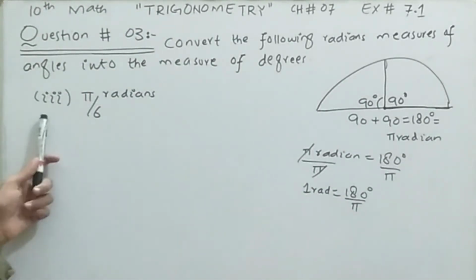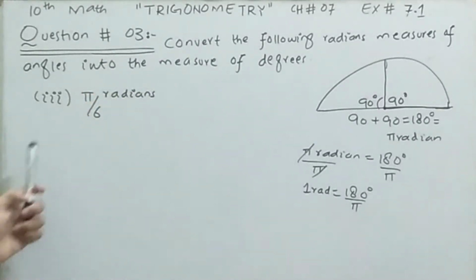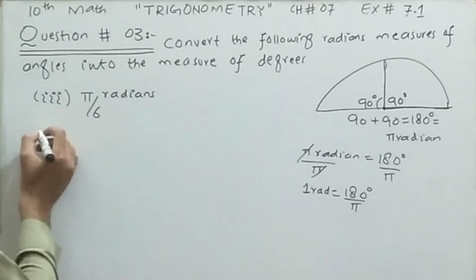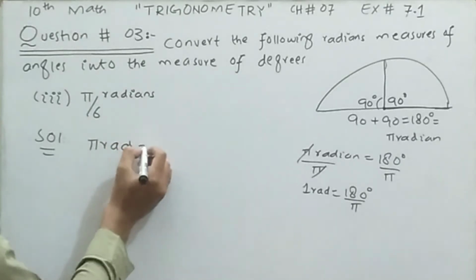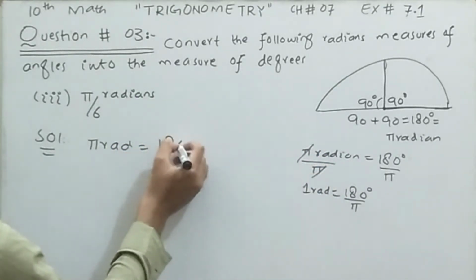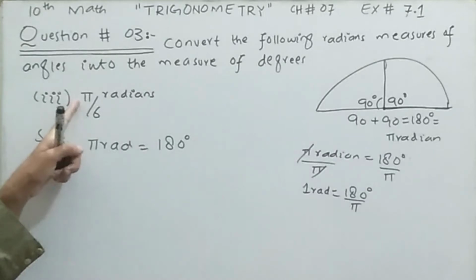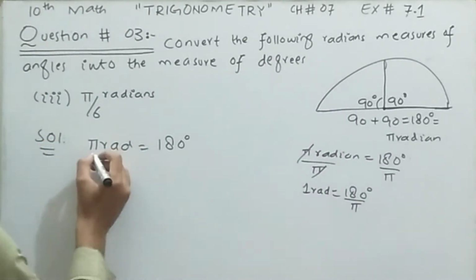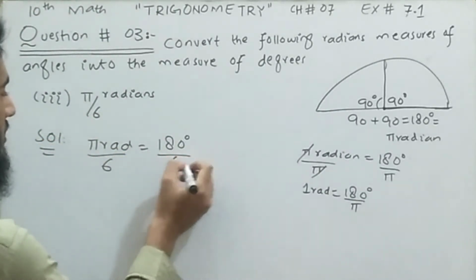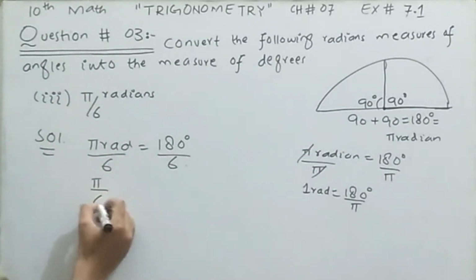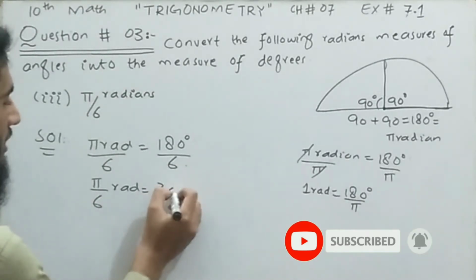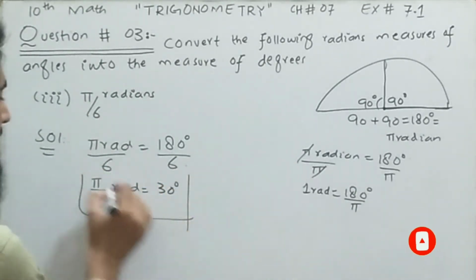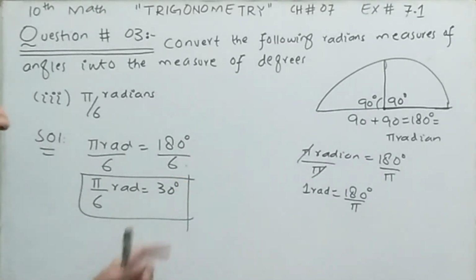Now move towards part number 3 of the same question number 3. Convert 5 by 6 radian into degrees. Using the formula, move towards the solution. Pi radian is equal to 180 degrees. In the given question we have pi by 6, so we will just divide both sides by 6. On this side we are left with pi by 6 radian equal to 180 divided by 6, which gives us 30 degrees. So pi by 6 radian is equal to 30 degrees. This is the required and desired answer.